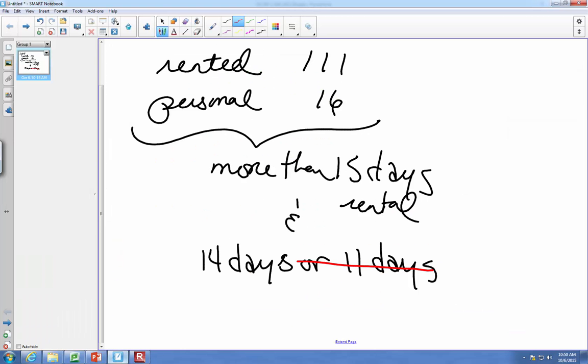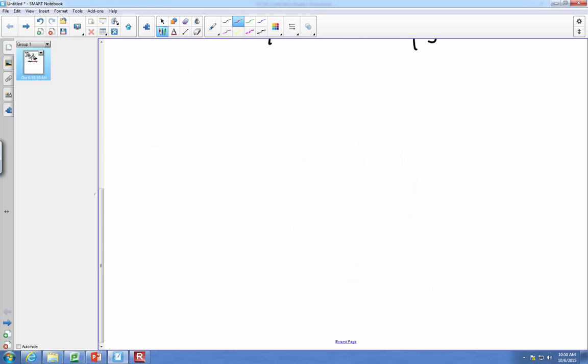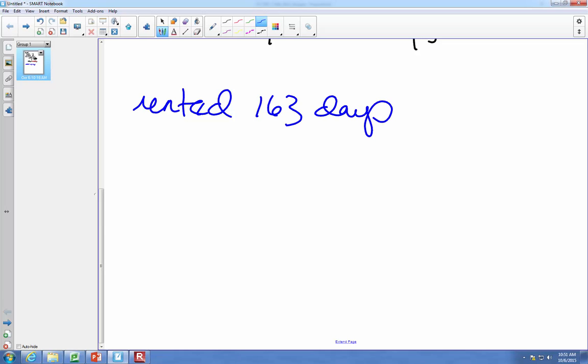All right, let's try another one. In this example, I've got a place down in Port Aransas, Texas, and we go down there and hang out. It's a little condo on the beach, and I rented it for 163 days. And we personally went down there over spring break for 10 days.